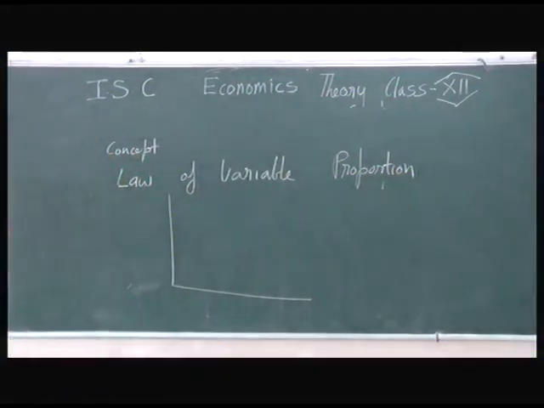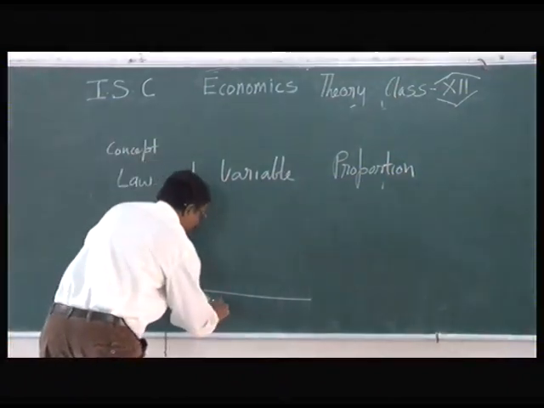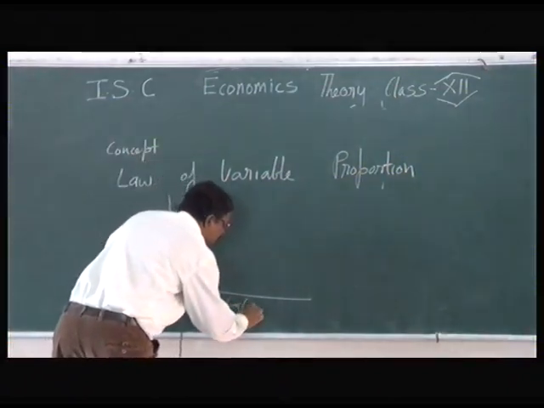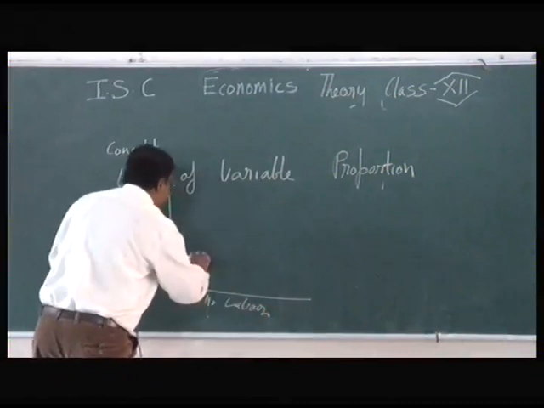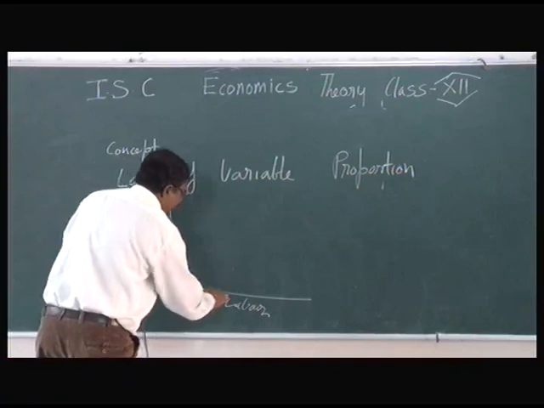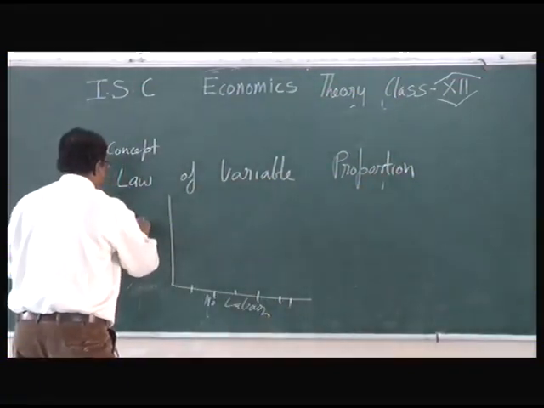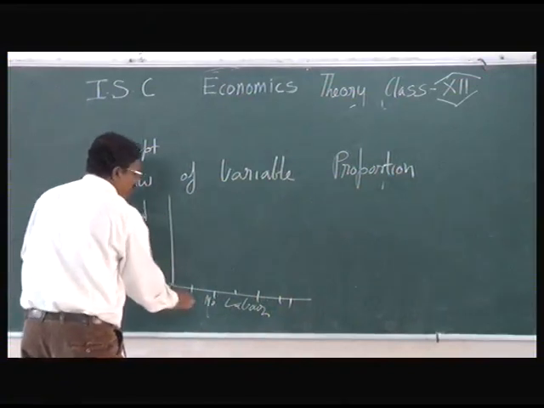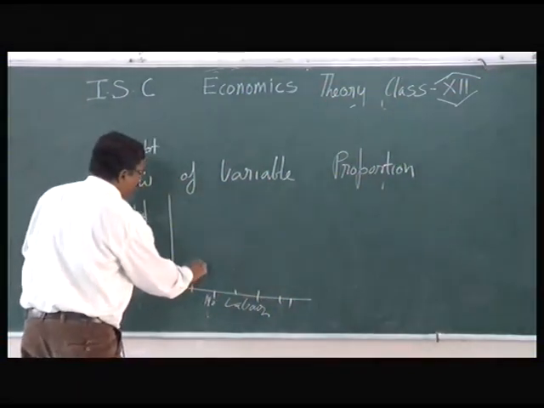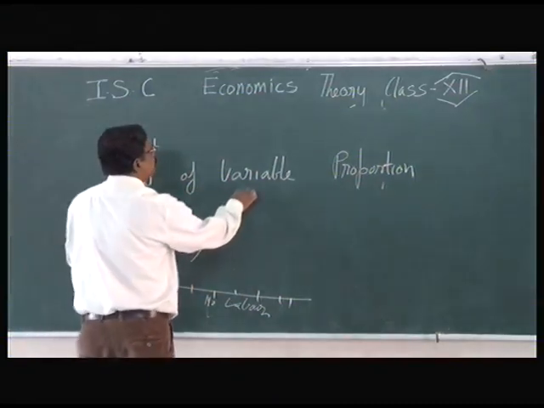This can be derived from the graph. It can be derived from the schedule. That is clear to you. But once more I'm coming to it. This is, say, number of labor. We can see that as long as we increase the number of labor, this is output. As long as we keep increasing the number of labor, it will start increasing.